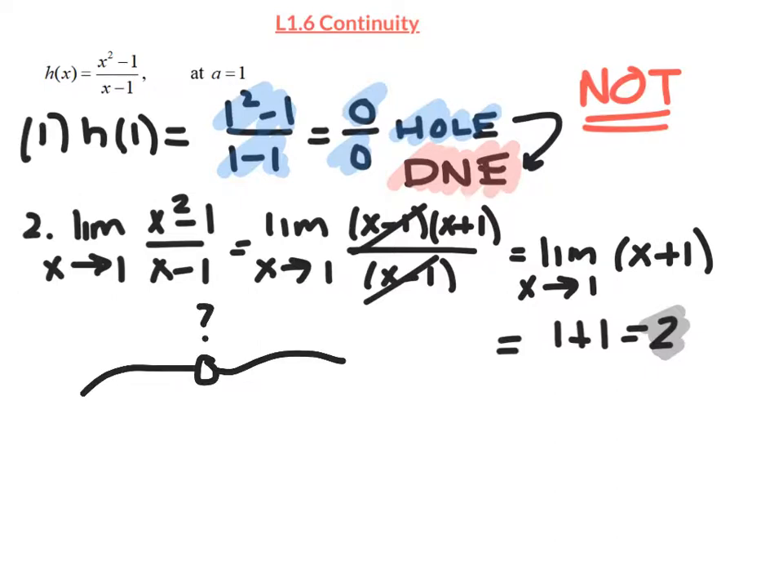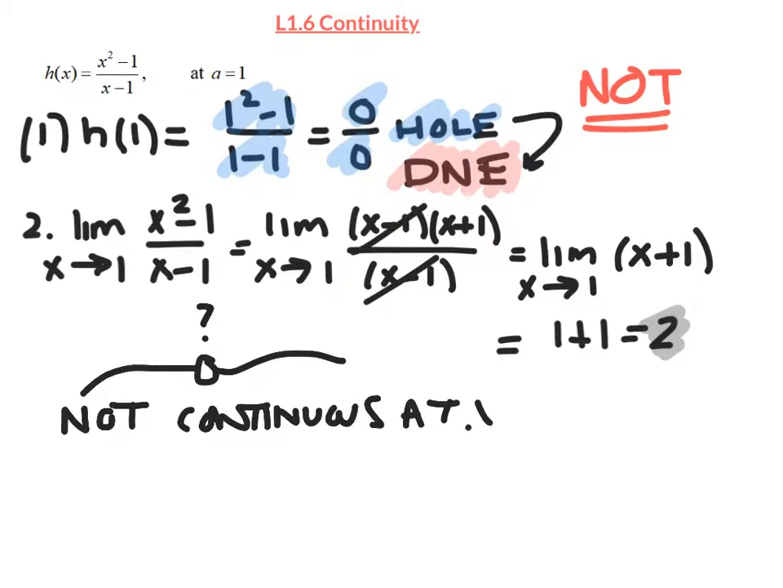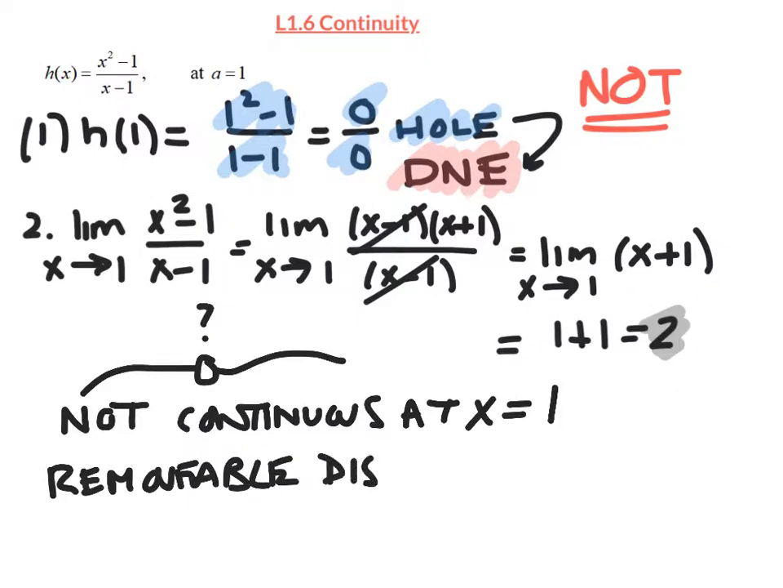This is, we are not continuous at x equals 1, and it is a removable discontinuity. Why? Because h of 1 did not exist, right? Does not exist, but the limit did.